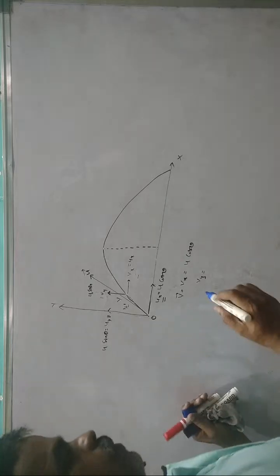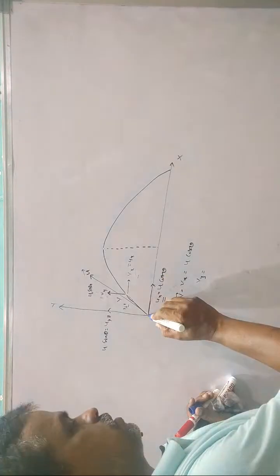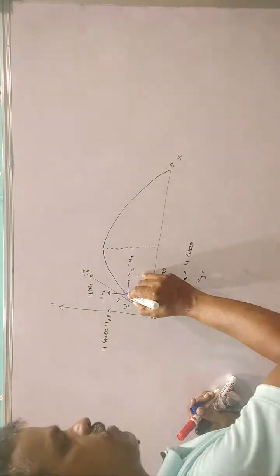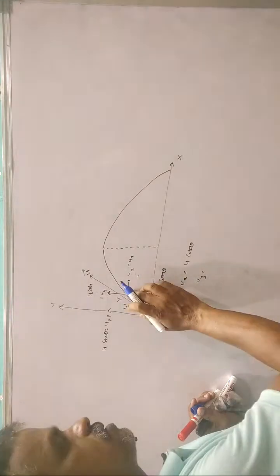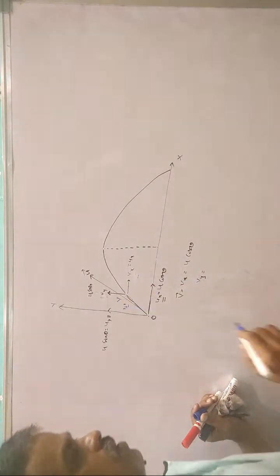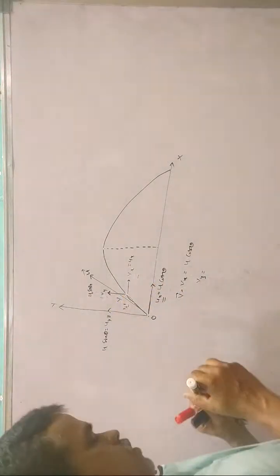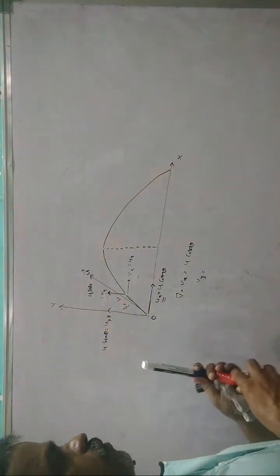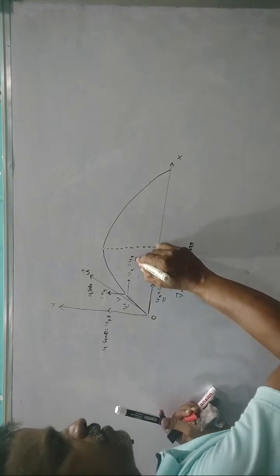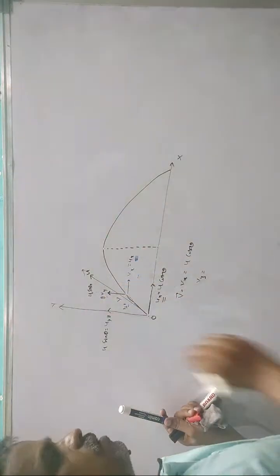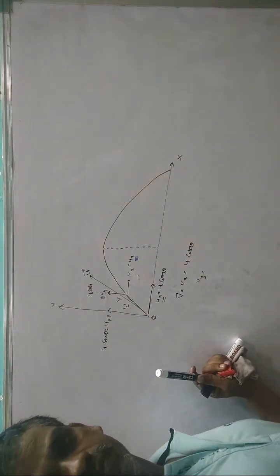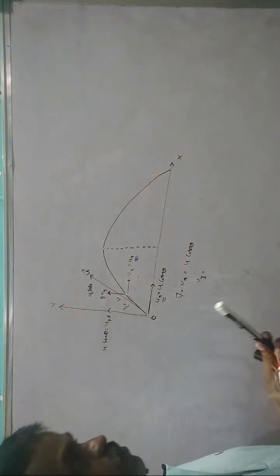I think you understand. This is the initial velocity. After time t, the body is at this place. After time t, the velocity is v. So along x-axis, u cos theta; along y-axis, vy.